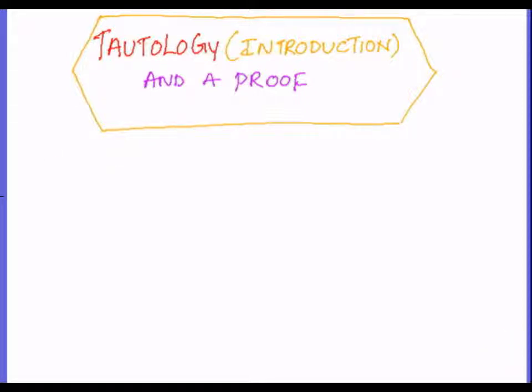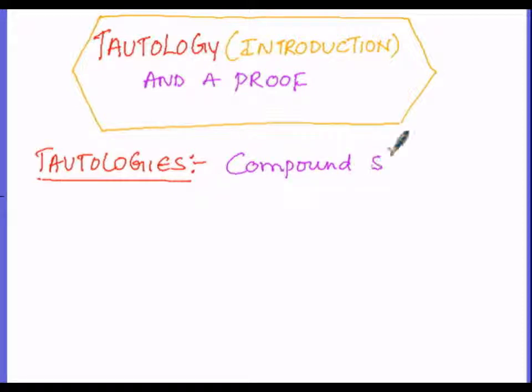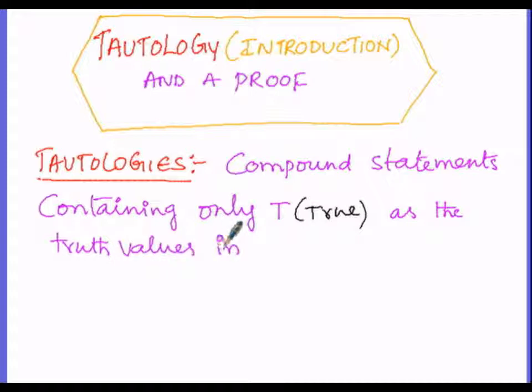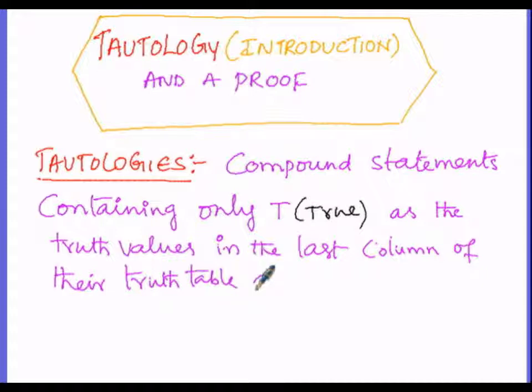Tautologies: compound statements containing only T, where T indicates true as the truth values, in the last column of their truth table, are called tautologies.